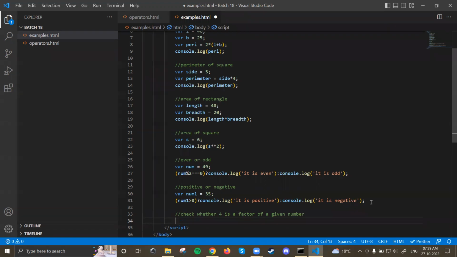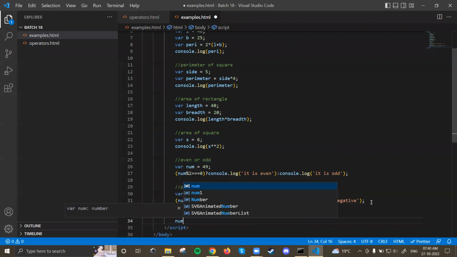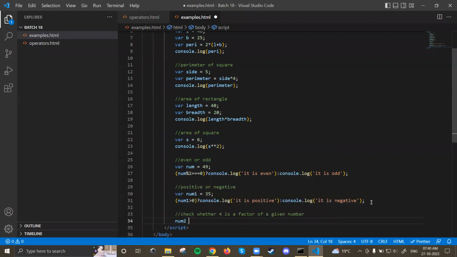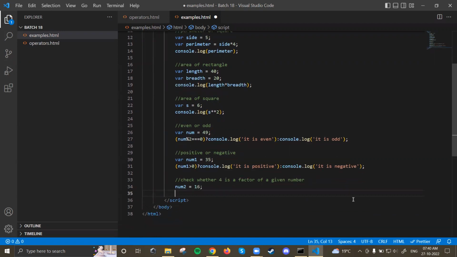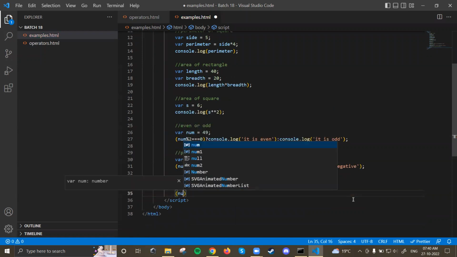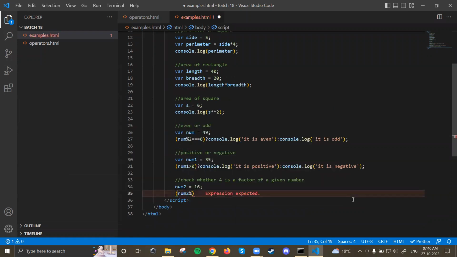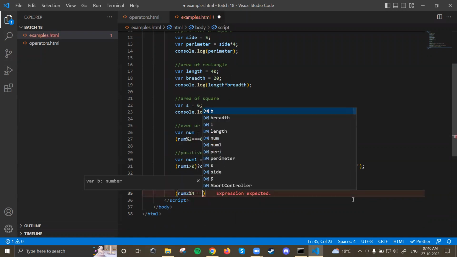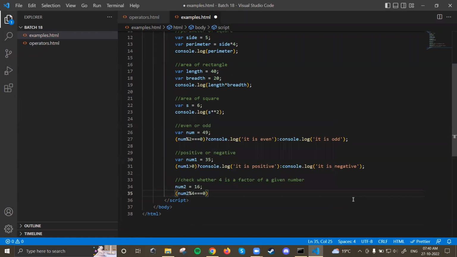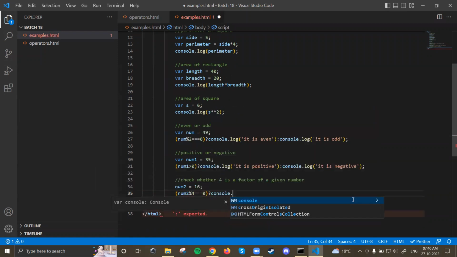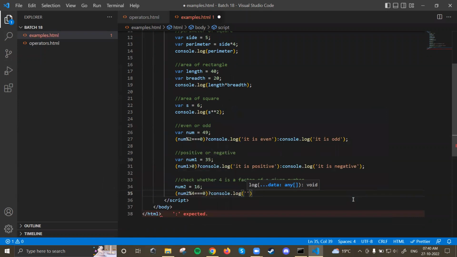So if we want to check whether 4 is a factor of a given number, we have to use the same logic. Let's say num2 is equal to 16. Whatever we did for divisibility, we'll use the same thing. So num2 modulus 4 equal to 0. If it is true, then we'll write console.log it is a factor of the num.